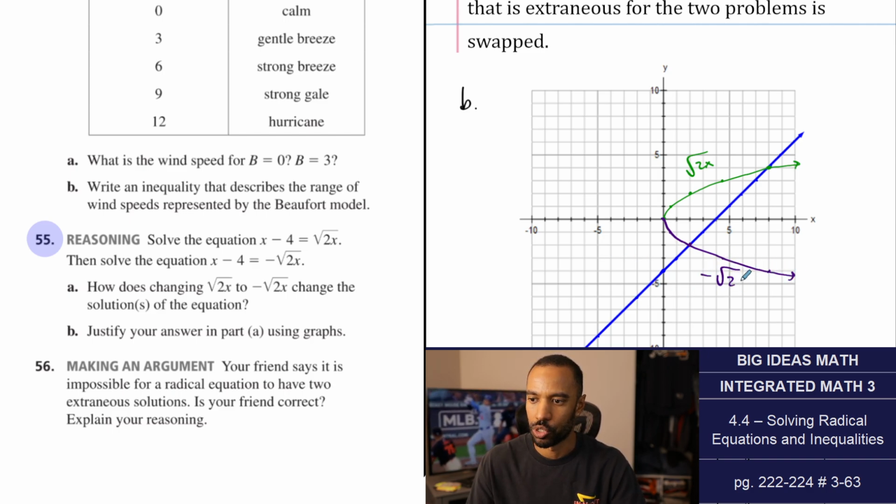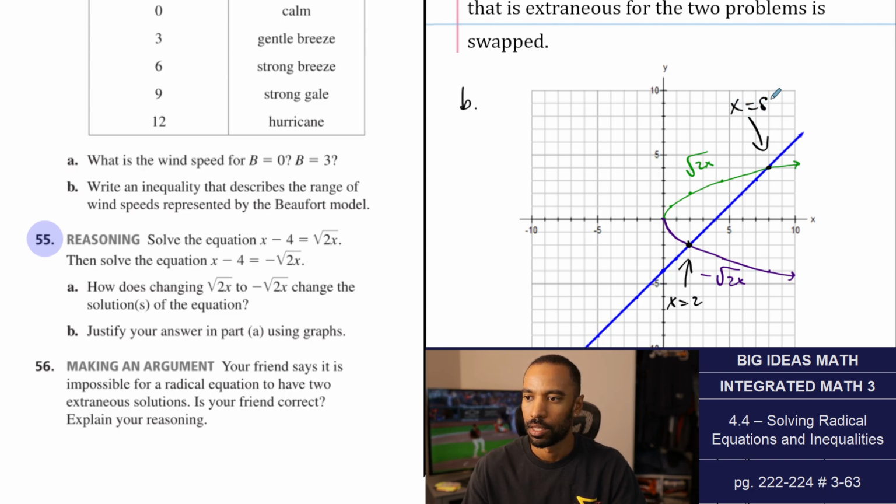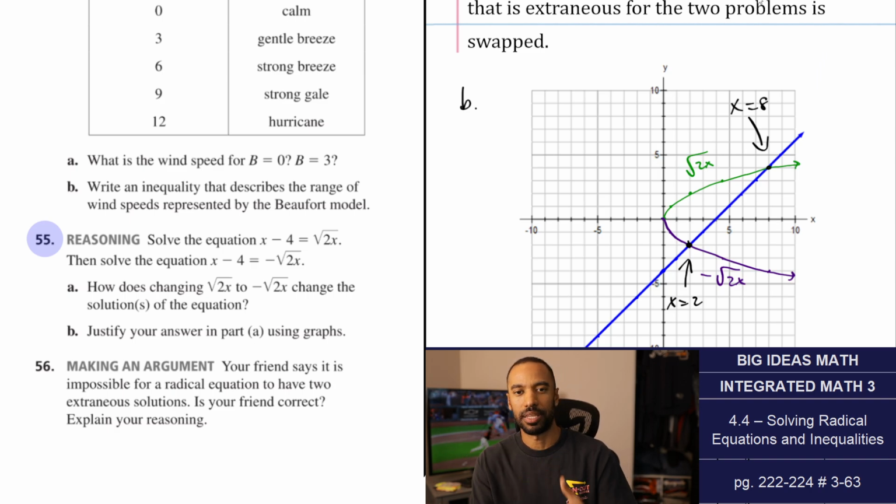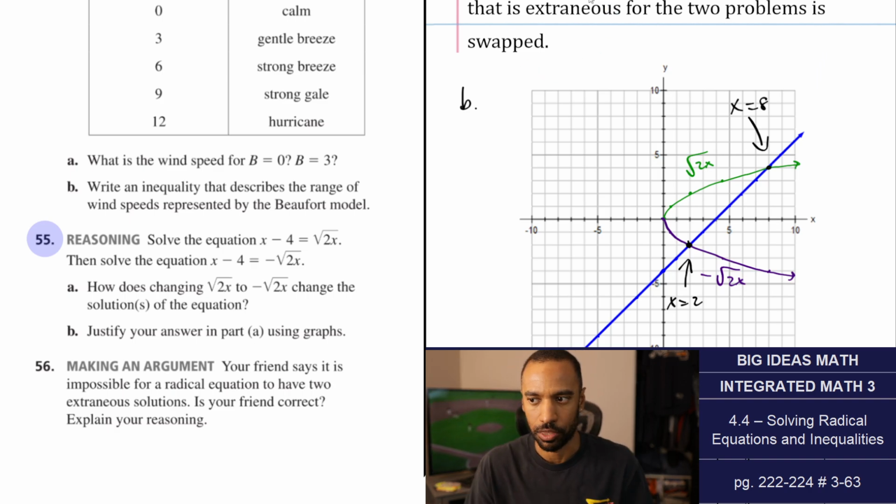This is negative root 2x, or y equals negative root 2x. This is x equals 2, and this is x equals 8. So that's what's happening there as far as confirmation. That's where we get those ones by graphs.